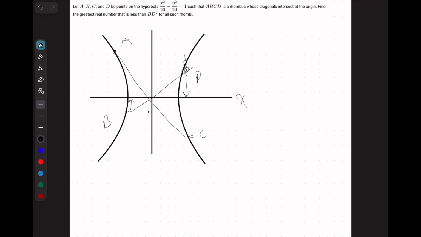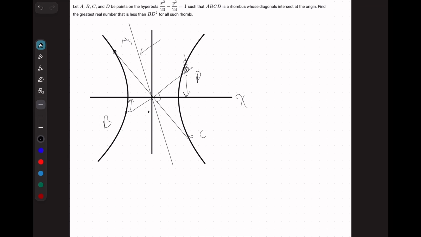Now for rhombuses, BD and AC form a 90-degree angle, so AC should be as steep as possible. However, if AC is too steep like this, then it'll completely miss the hyperbola. So we have to find the slanted asymptote for the hyperbola that is given, x squared over 20 minus y squared over 24 equals 1, to find the smallest value for BD squared.